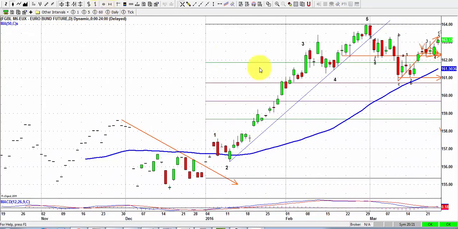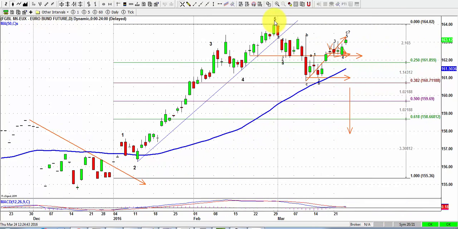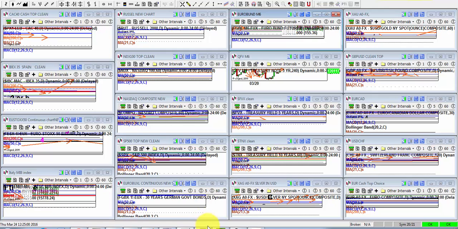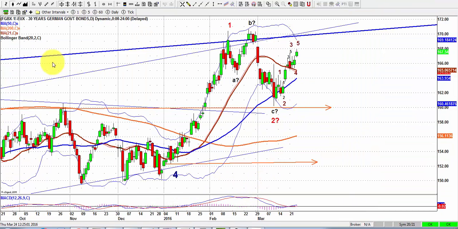in fact, what you're seeing is a 5-wave march. You see an ABC right here, an ABC, and then you see a 1, 2, 3, 4, 5. So that could be the first leg of the next big bull move going up. Now the situation is somewhat clearer here in the Euro Bund. That's the daily.